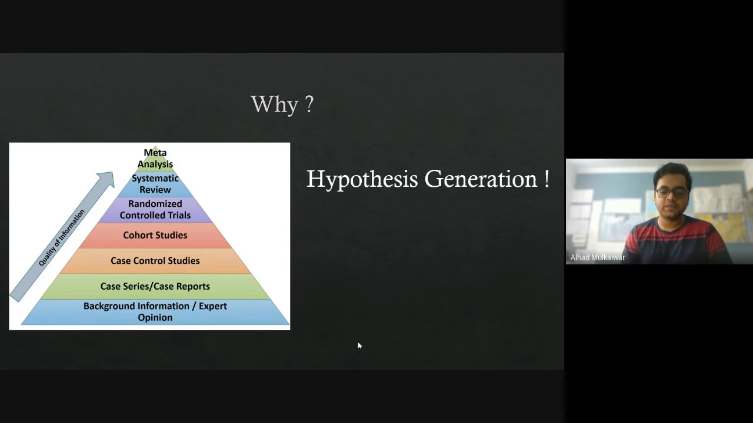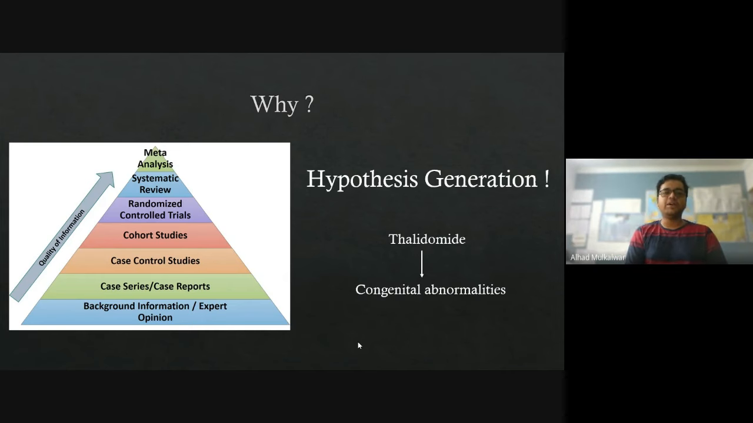Just to give you an example, we are all very aware that thalidomide was a drug which was used for morning sickness in pregnant women. Now this drug was later found to cause congenital abnormalities, and a case report is how it all started, which eventually led to the drug being banned for a very long time.